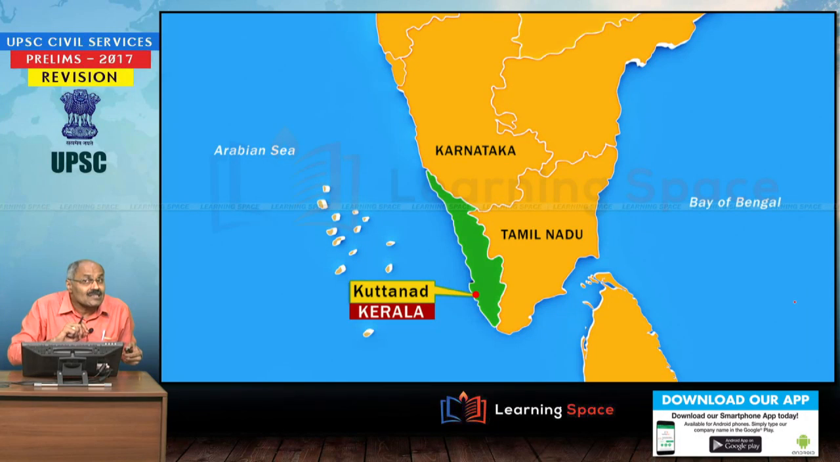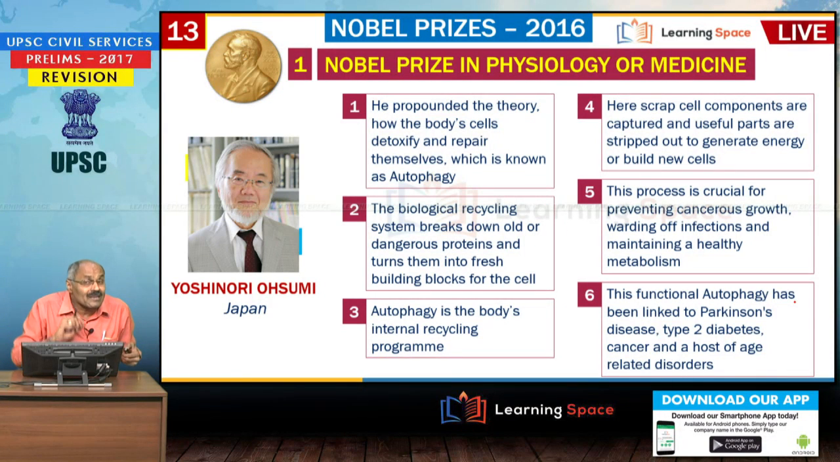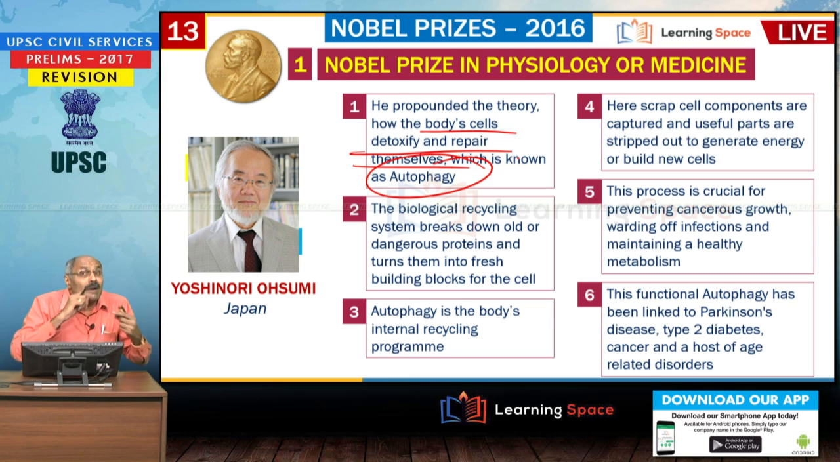And let us look at the next Nobel Prizes. Who got the Nobel Prize may not be that important, but certain technology related issues are very important. This year's Nobel Prize has gone for autophagy. What is autophagy? Autophagy is how the body's cells detoxify and repair themselves. You can say this is the biological recycling of the cells.